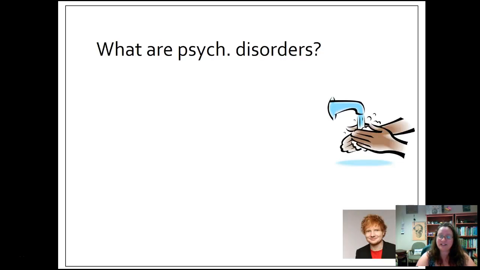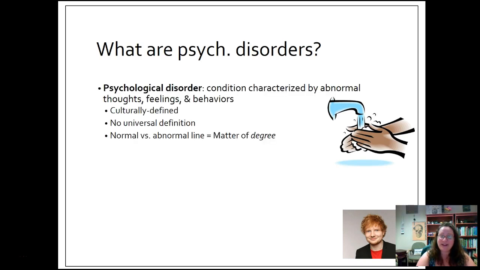So what are psychological disorders? It's important to start with our definition. When we're talking about psych disorders, we're talking about conditions that have abnormal thoughts, feelings, and behaviors. So what does it mean to be abnormal? As you read through those earlier vignettes about behaviors, you can see that you feel certain things are abnormal, and you can readily identify what you believe to be normal versus abnormal. But abnormal is really defined by one's culture. There's no specific universal definition of what is normal versus abnormal behavior. And many times this line is a matter of degree.